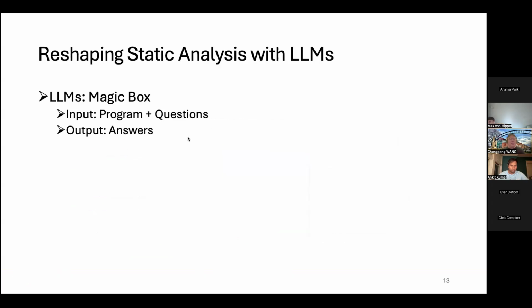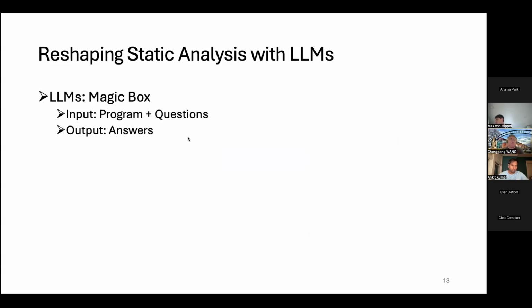But the good news is we actually enter a new era. We have new tools or new building blocks, which are called large language models. So ideally, we want to take the large language model as a magic box, right? Because if we want to analyze a program, we can just feed the program, write the question in the prompt, and ask the model, LLM or GPT, could you please detect the bug for me? Of course, they can give some answers.